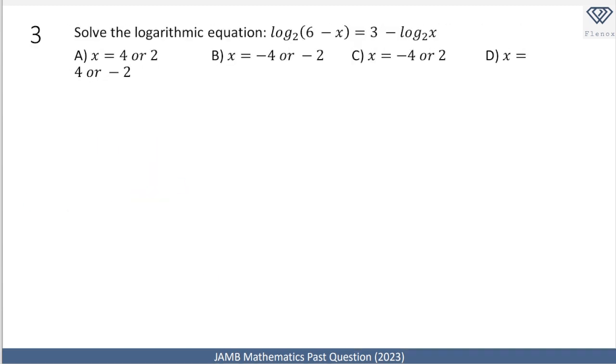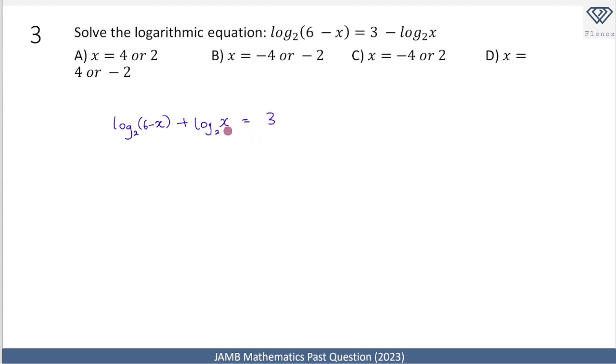So moving on to the next, we are told to solve the logarithmic equation log base 2 of 6 minus x is equal to 3 minus log base 2 of x. So anytime you see a question like this, the first thing you want to do is collect like terms. So I'm going to collect all the log terms to the left hand side. So this becomes log base 2 of 6 minus x, then plus, when I bring the log to the other side, plus log base 2 of x is equal to 3.